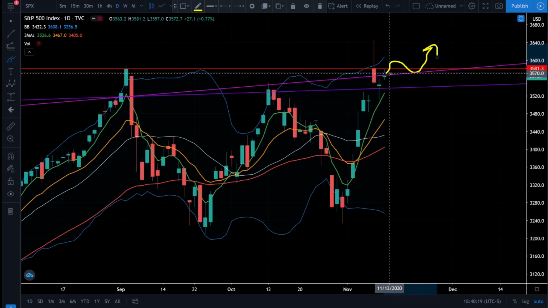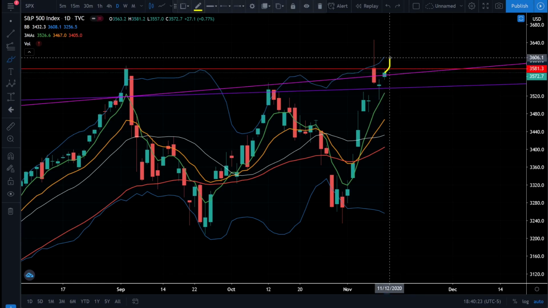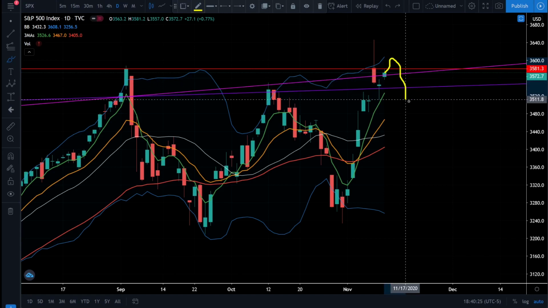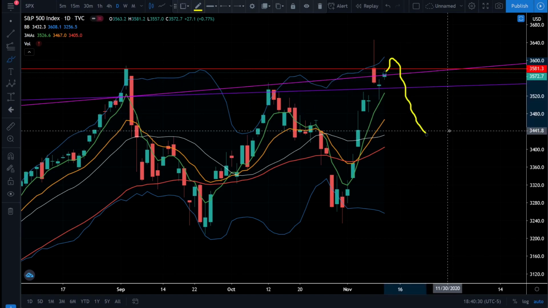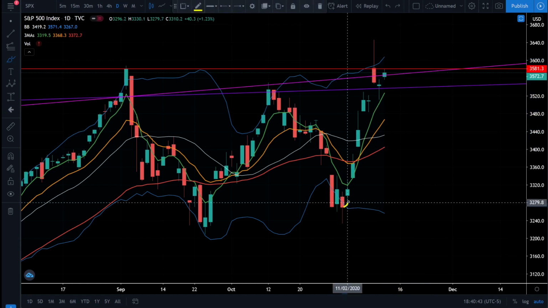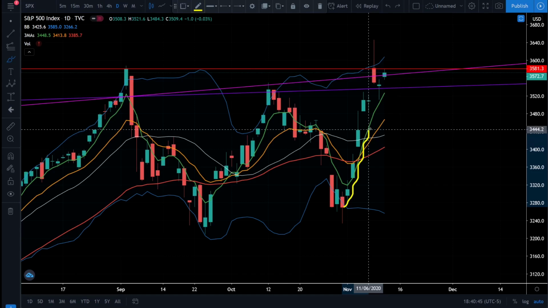But you don't want to chase the breakout because it's also likely that we just come up here, form a new all-time high, and then just get flushed out and have another big correction to follow. So we want to be patient, and we don't want to chase the stock market, and we don't want to FOMO into something.